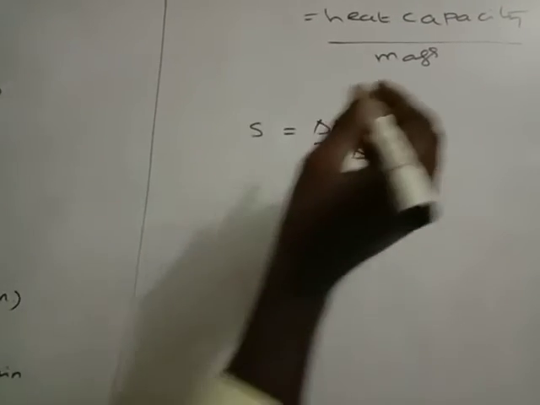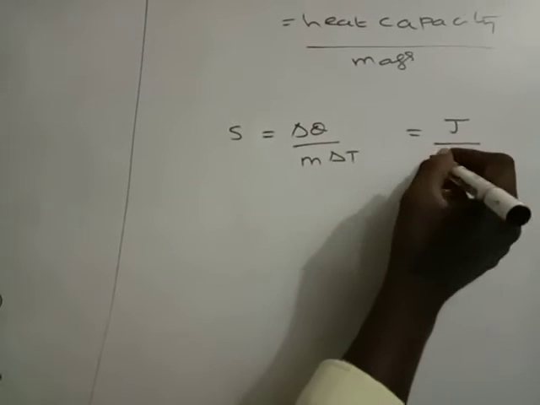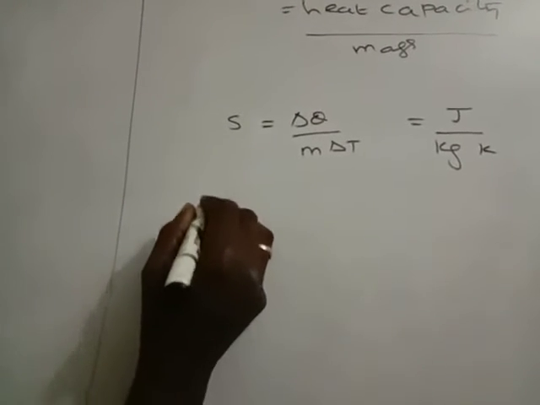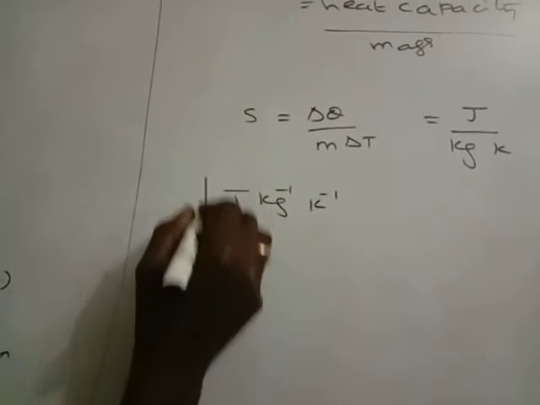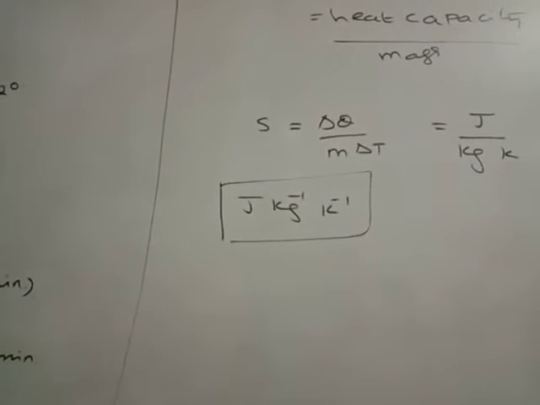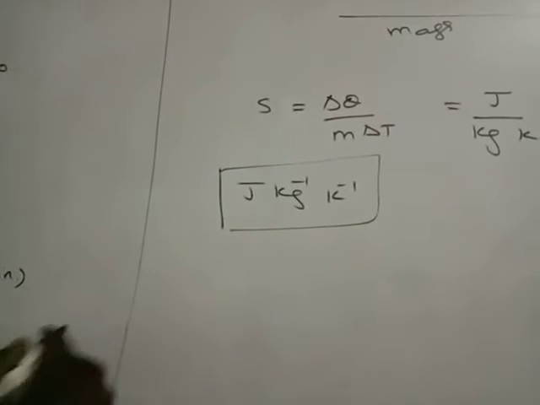Heat energy unit is joule. Unit of mass is kilogram. Unit of temperature is Kelvin. So joule, kilogram minus 1, Kelvin minus 1. The SI unit of specific heat capacity is joule kilogram minus 1 Kelvin minus 1.